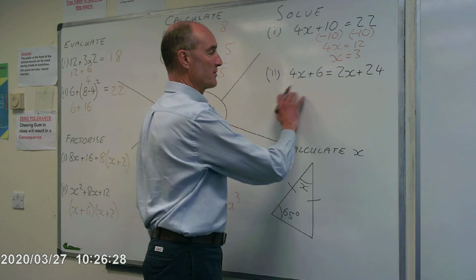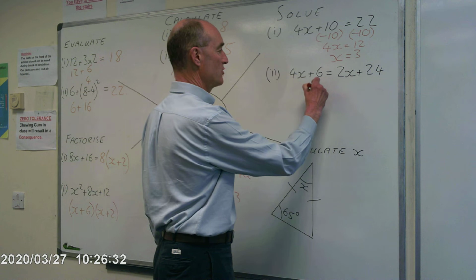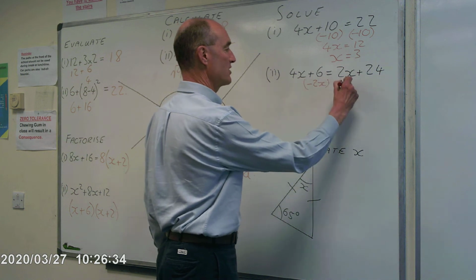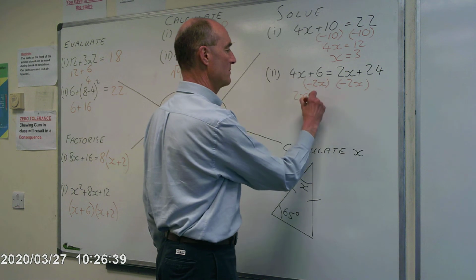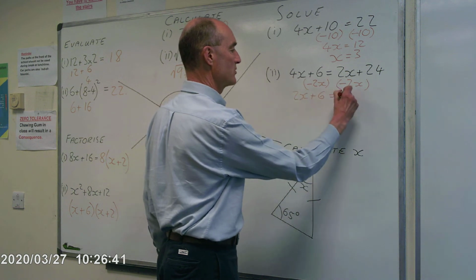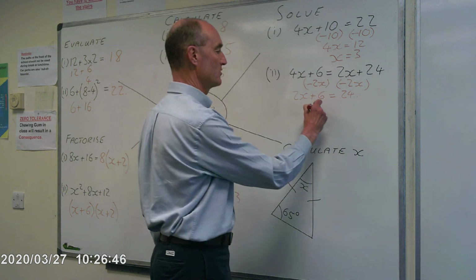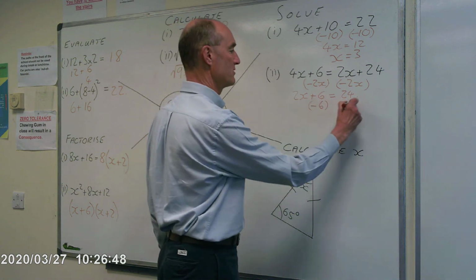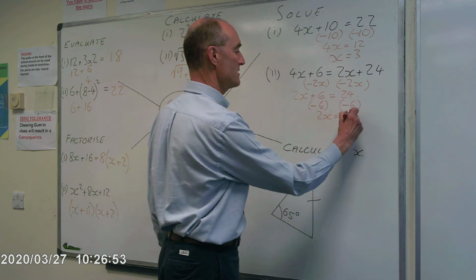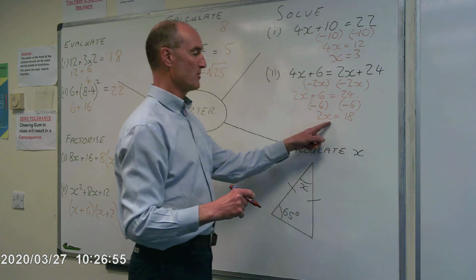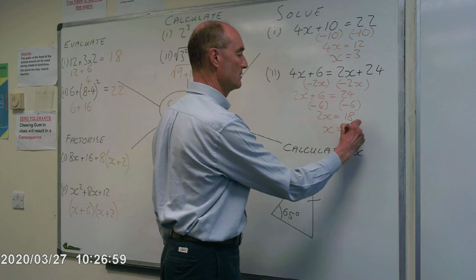Variables on both sides, we've got x's on both sides now. Subtract 2x from both sides, doing the same thing to the left as we do to the right, gives me 2x plus 6 equals 24. We want to get the x on its own. Subtract 6 from both sides. 2x equals 18. Divide both sides by 2, gives me x on its own equals 9.